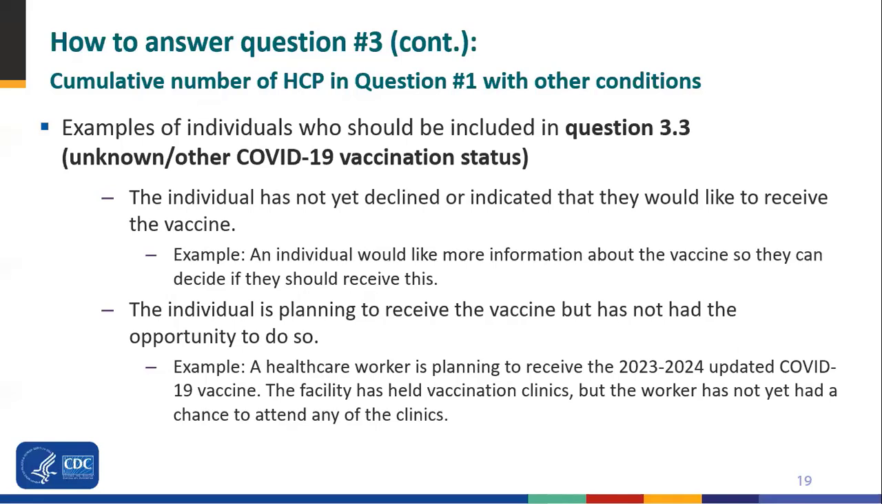Individuals who have not yet declined and stated that they would like to receive the vaccine are also counted in question 3.3. In some cases, individuals are trying to obtain more information about the vaccine. In addition, some individuals may be planning to receive the vaccine, but they may not have had time to receive this or attend vaccination clinics.